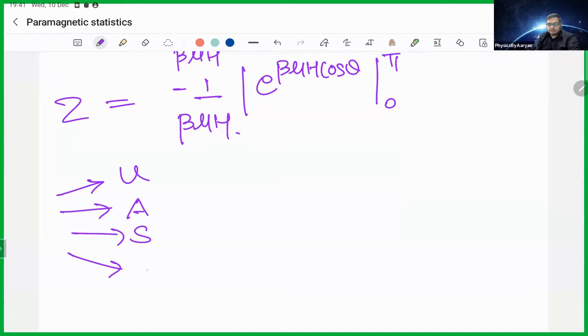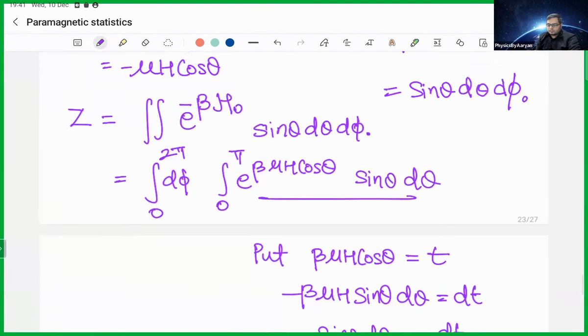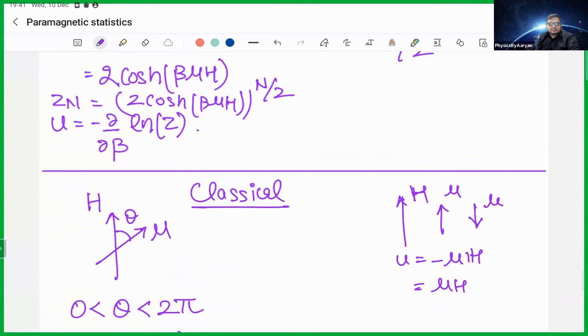Entropy हो गया. What else you can find? सब कुछ निकाल सकते हैं जो जो आपको चाहिए. Chemical potential, magnetization. ये पूछा है. In one of the PYQ, they have asked magnetization, pressure, so on. So that is the only difference between quantum system and a classical system.